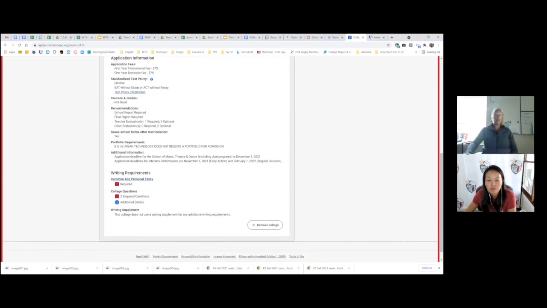Then it'll tell you what recommendations are going to be required. And these are all things that you're going to be able to submit through this school's specific application, because they will each require possibly something very different.